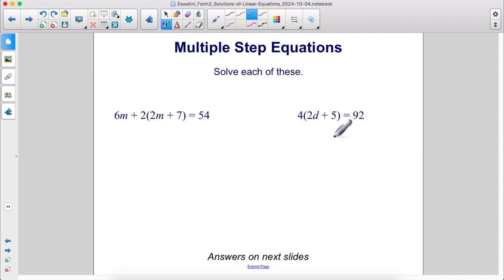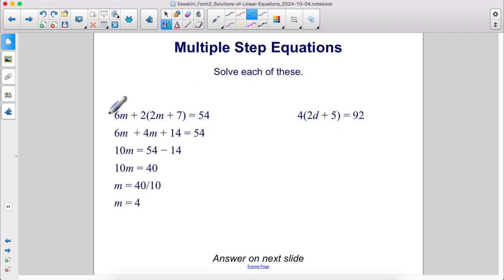Solve each of these. All right, here we have an m here and an m here, so we're going to have to distribute that 2. 2 times 2m gives us 4m, plus 2 times 7 is 14. Now we can combine the m's. 6m plus 4m is 10m. We're going to subtract 14 from both sides, giving us 40 on the right side. Divide both sides by 10, and we get m equals 4.